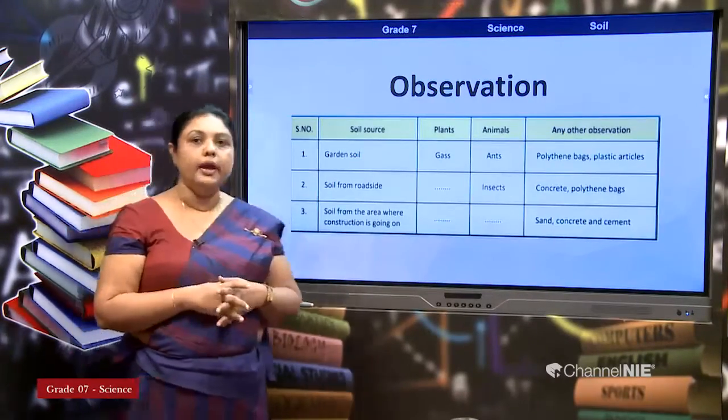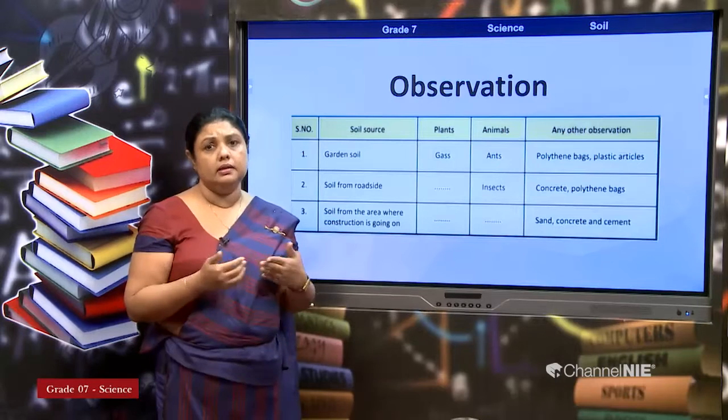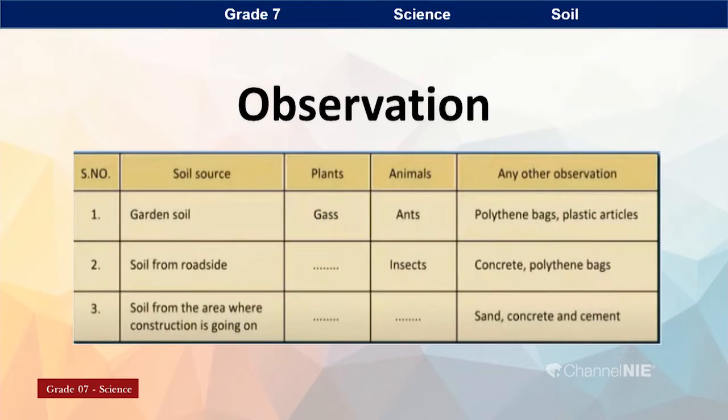First of all, you can go for an observation. You can find some places around your garden, your school garden or home garden. We will check some components, some parts which are found in the soil. Basically, you can find garden soil. Most of you have a garden. Soil from the roadside is very easy to get. You can also collect soil from an area where there is construction, a building area, and observe what is there.